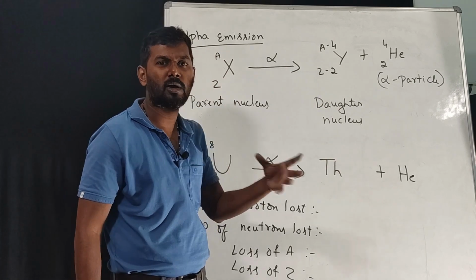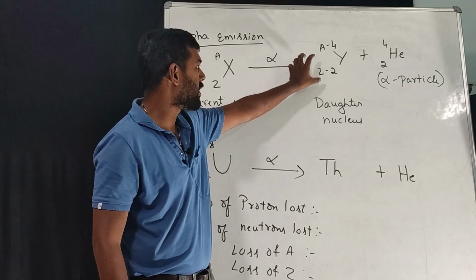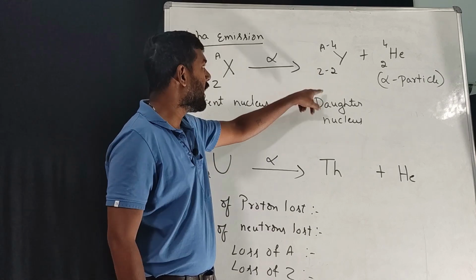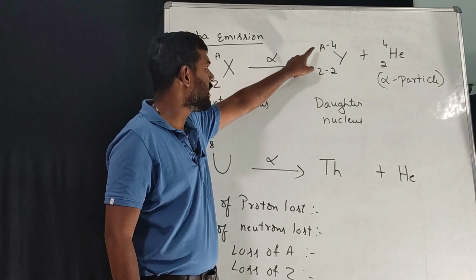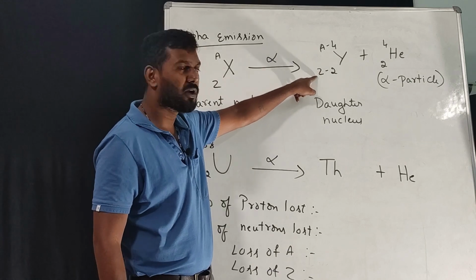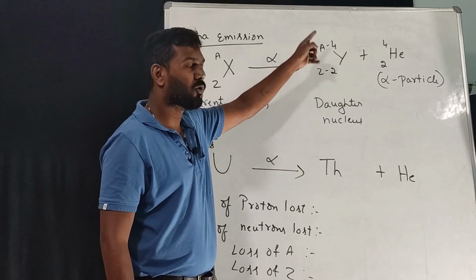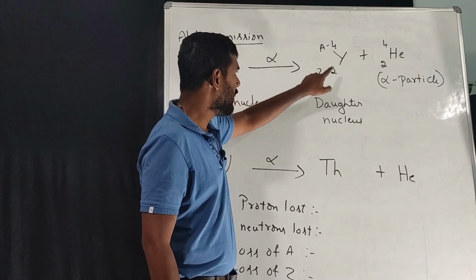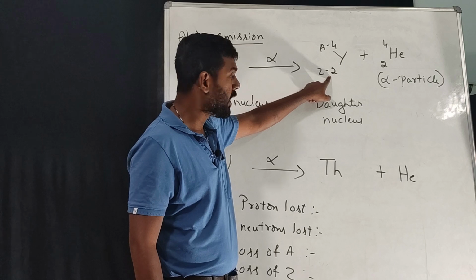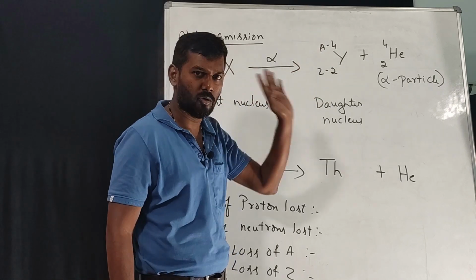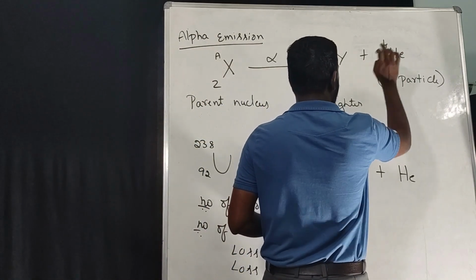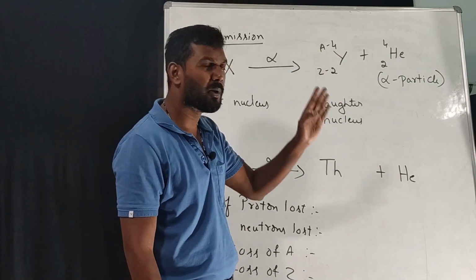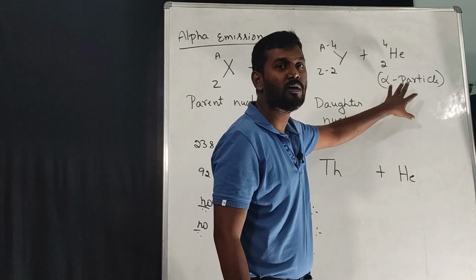What do you mean by atomic number? That is nothing but the number of protons. So if you are removing 2 from the atomic number, how many protons are you removing? 2 protons. And if you are removing 4 units from the atomic mass number, we know 2 protons are there, so out of 4, how many neutrons are there? 2 neutrons. So 2 protons and 2 neutrons together will be given to helium. So in alpha emission, helium becomes a product, and that is considered as the alpha particle.